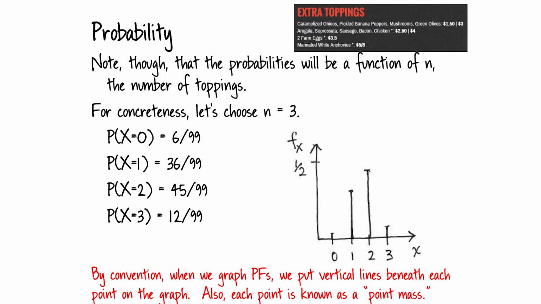I want to pause for just a second and note a couple of things about this graph. By convention, when we graph probability functions, we put vertical lines beneath each point on the graph. I suppose that just makes them easier to read, but in probability that's a very standard convention. You'll see these vertical lines instead of just dots on the graph. And a piece of terminology you should know is that each one of these points is called a point mass.